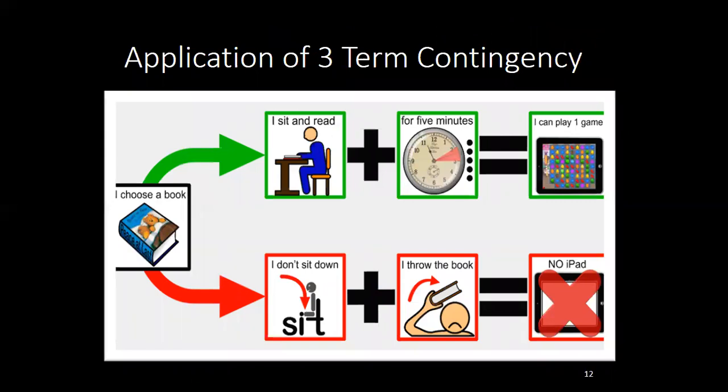Let's look at this three-term contingency map. The three-term contingency map illustrates an example of consequences. For example, if the student chooses to sit and read for 5 minutes, the consequence is that they will receive iPad time. However, if the student chooses not to sit and read for 5 minutes, they will not receive iPad time. This shows the student that they have a choice for their consequence.